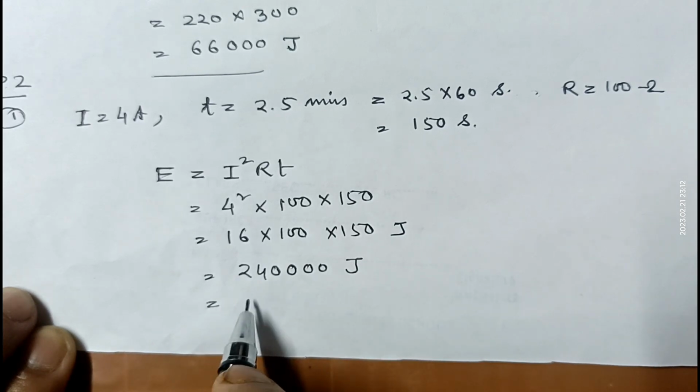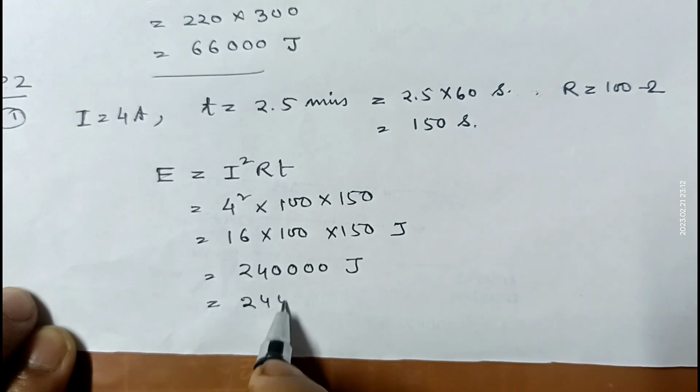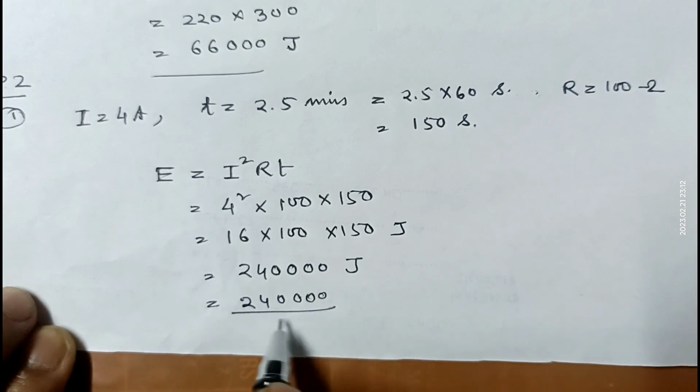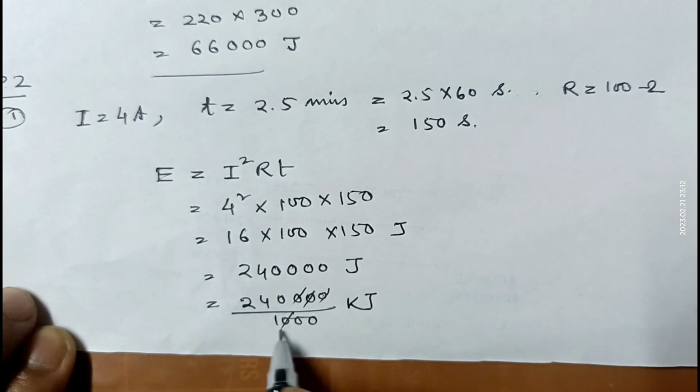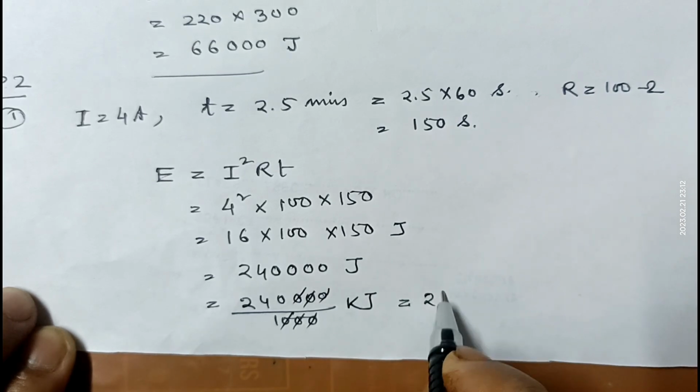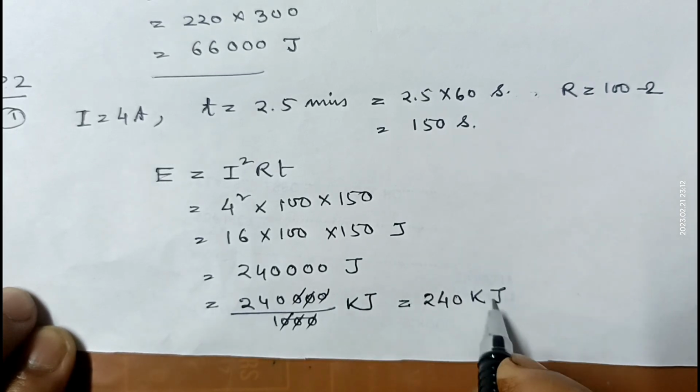If you want to express it in kilojoule, then it will be 240,000 divided by 1000 kilojoule. 3 zeros can be cancelled, so we are left with 240. So 240 kilojoule is the required answer.